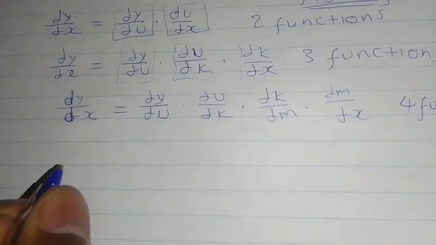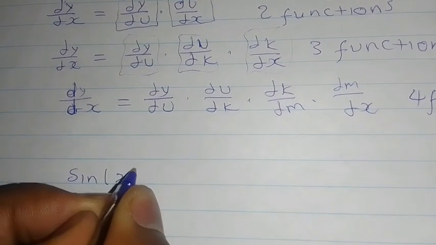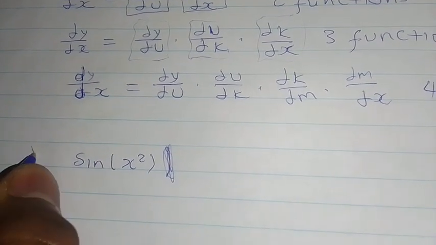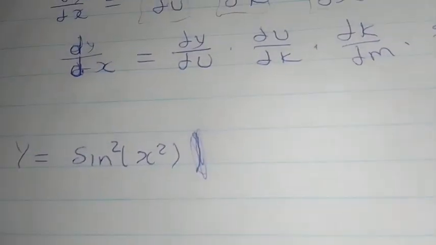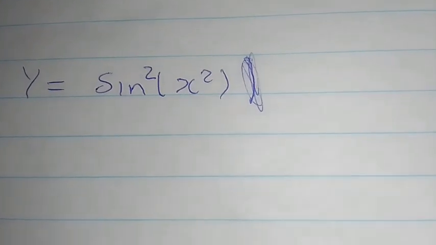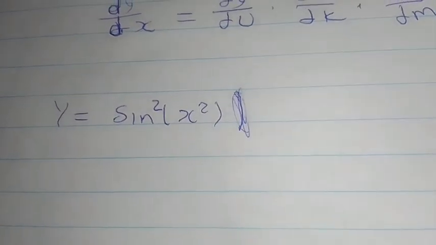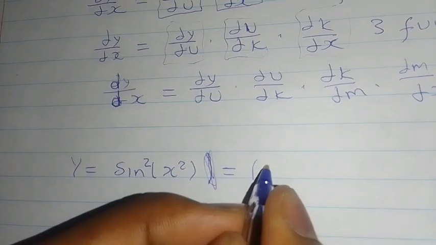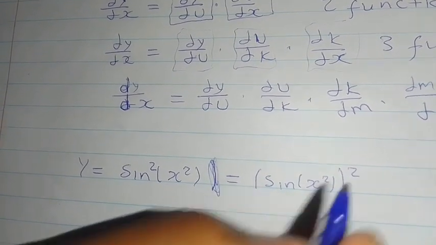So let's say maybe you have sine of x squared. Okay. Now let's say y equals sine squared of x squared. So if you have sine squared of x squared, then that means that you have something like this. And now how many functions are there? If you say 2, well, technically you're wrong. It's easier to rewrite this thing like this, when you have sine of x squared, and all of that is technically squared.